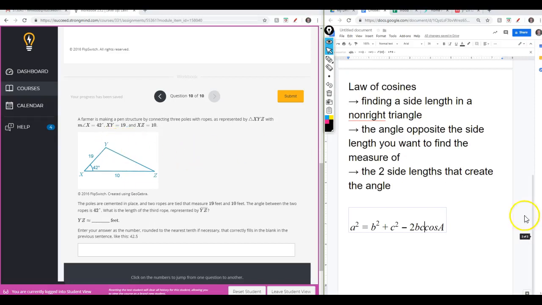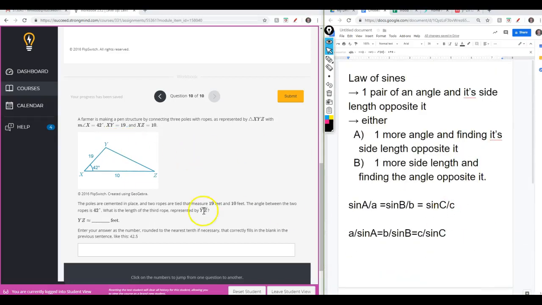Alright, a farmer is making a pen structure by connecting 3 poles with ropes as represented by triangle XYZ with the measure of angle X equal to 42 degrees. The length of XY is equal to 19 and the length of XZ is equal to 10. The poles are cemented in place and 2 ropes are tied that measure 19 feet and 10 feet. The angle between the 2 ropes is 42 degrees. What is the length of the third rope represented by segment YZ?